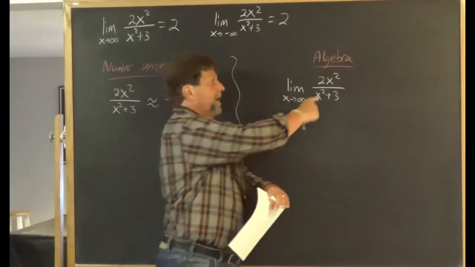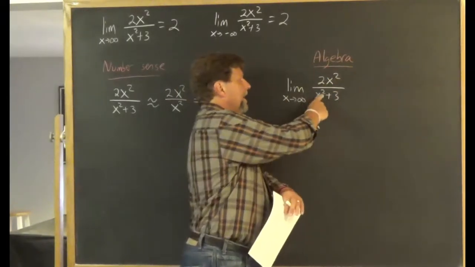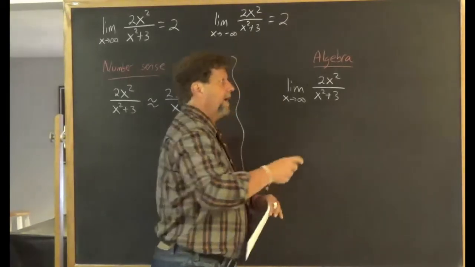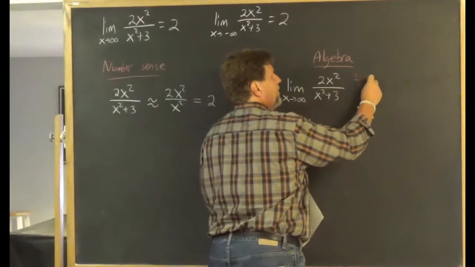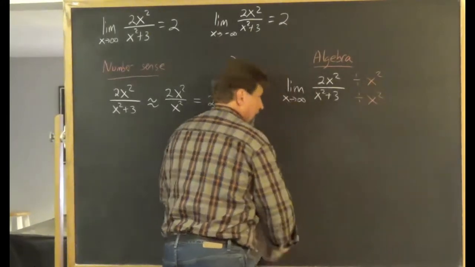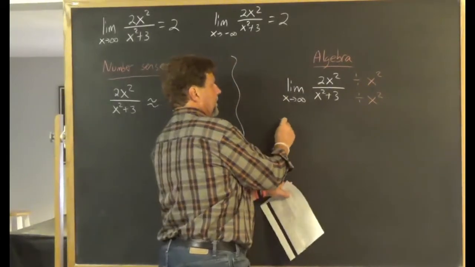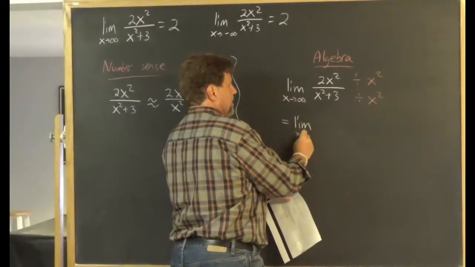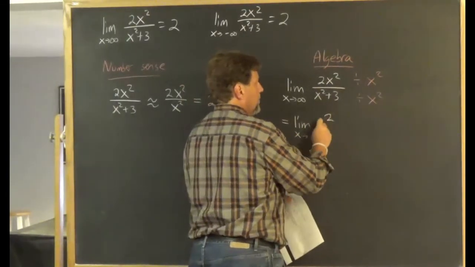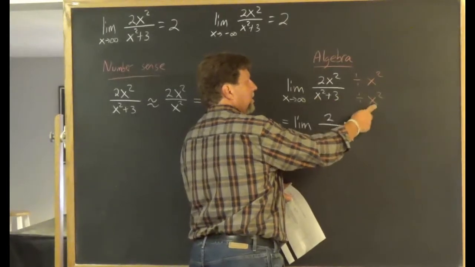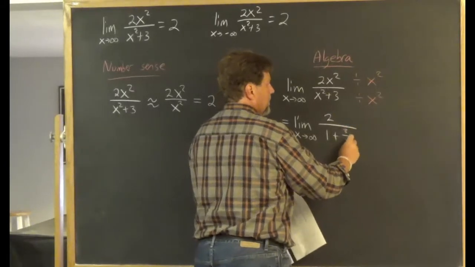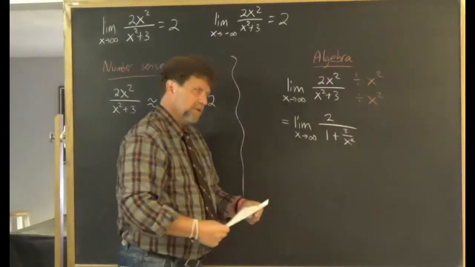Well, the degree of the numerator is 2. The degree of the denominator is 2. So the largest degree is 2. So the algebra is divide everything in the numerator and everything in the denominator by x squared. That gives us the limit as x approaches infinity. Well, 2x squared divided by x squared is 2. In the denominator, x squared divided by x squared is 1. 3 divided by x squared is, well, 3 over x squared.